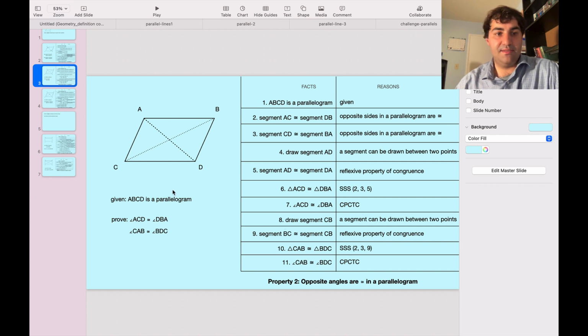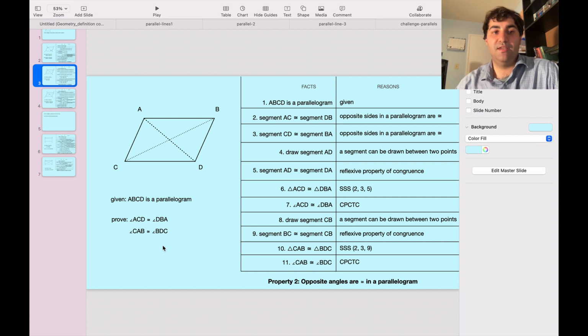Now I'm going to draw segment CB, and I can do that because a segment can be drawn between 2 points. And I'm going to use the reflexive property: segment BC is congruent to segment CB. And then I'm going to use the side postulate with statement 2, statement 3, and statement 9 to establish that triangle CAB is congruent to triangle BDC. And then by corresponding parts of congruent triangles, we know that angle CAB is congruent to angle BDC, which is the second congruence we wanted to prove.